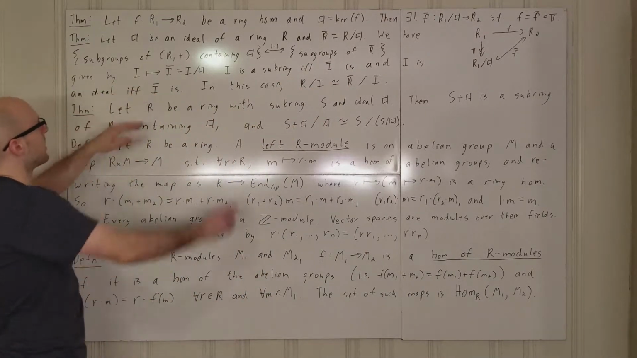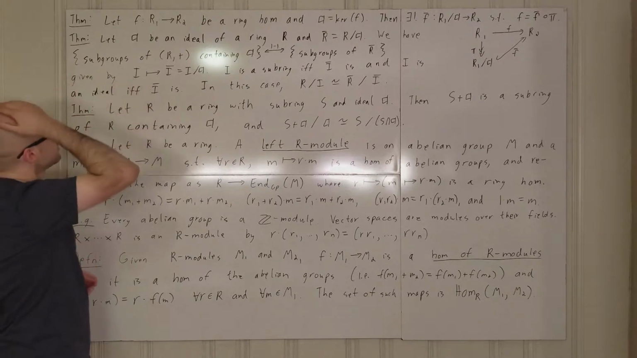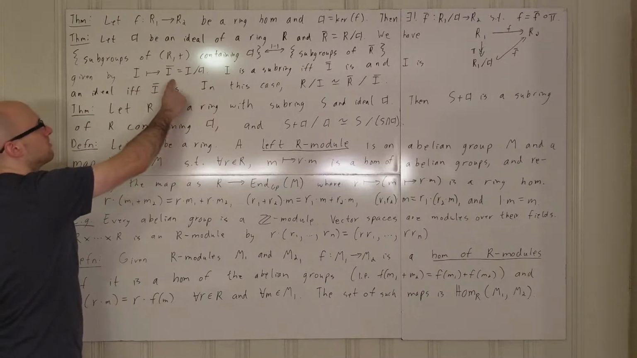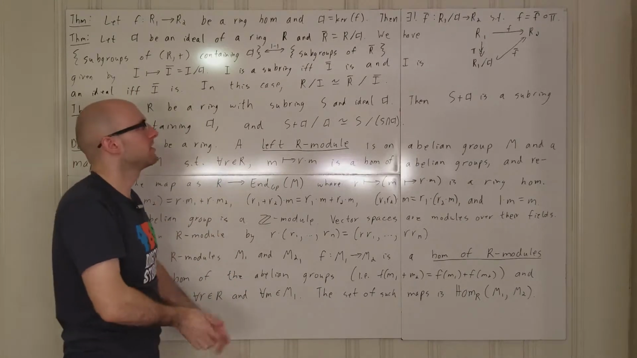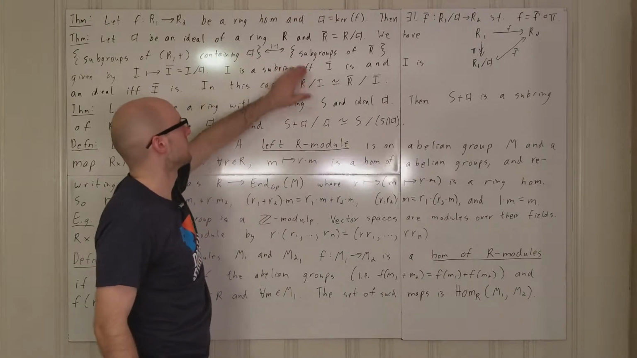And the map is given by: you take a subgroup, I, and you map it to I bar. I don't know why we call this I. But you basically just quotient it. So everything in here looks like a quotient of a thing in here, and everything that's a quotient of a thing in here looks like this.